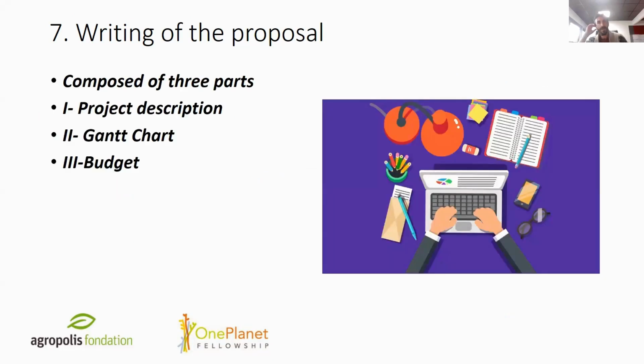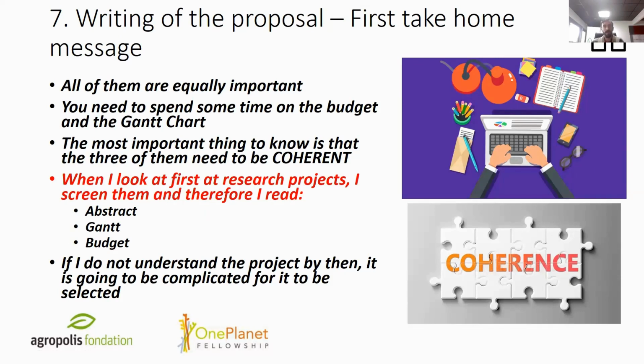Usually, with most grant providers, the proposal is composed of three parts. The project description, which is the administrative part plus the scientific description. The Gantt chart, which is the overall view of the project, and the budget. All of them are equally important. You must spend some time on the budget and the Gantt chart.